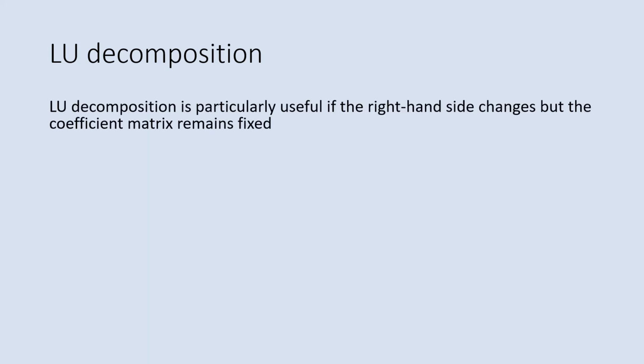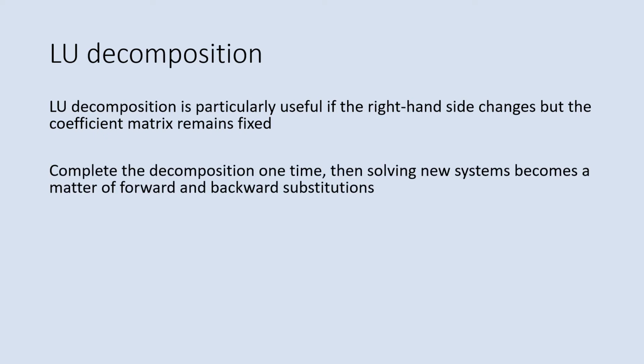LU decomposition is particularly useful if the right-hand side is going to change at different times, but the coefficient matrix remains fixed. Because what you can do is you can calculate L and U and have those pre-calculated, and then anytime the new right-hand side comes in, then we do the forward substitution and the back substitution steps to calculate the necessary values and solve for x to solve the new system.